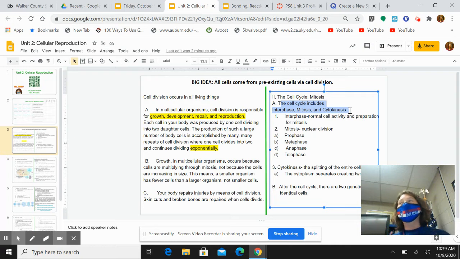How many phases of the cell cycle? 3 magical phases of the cell cycle. Okay? Interphase, mitosis, and cytokinesis. Now, interphase is just the normal cell activities. It's just the cells hanging out doing what cells do. So highlight interphase, normal cell activity.